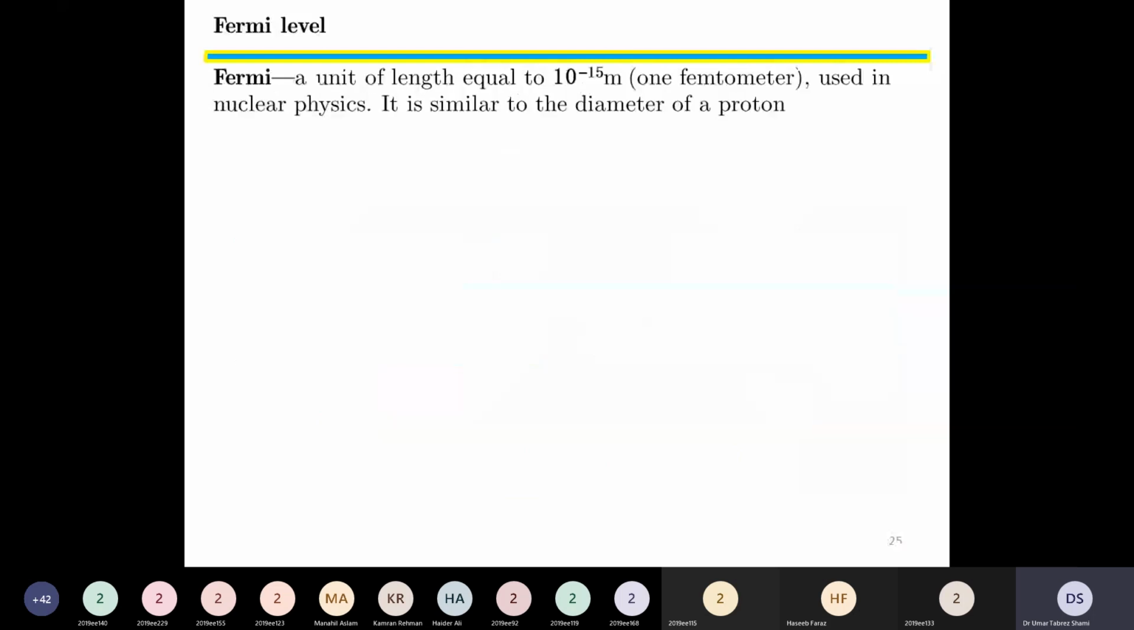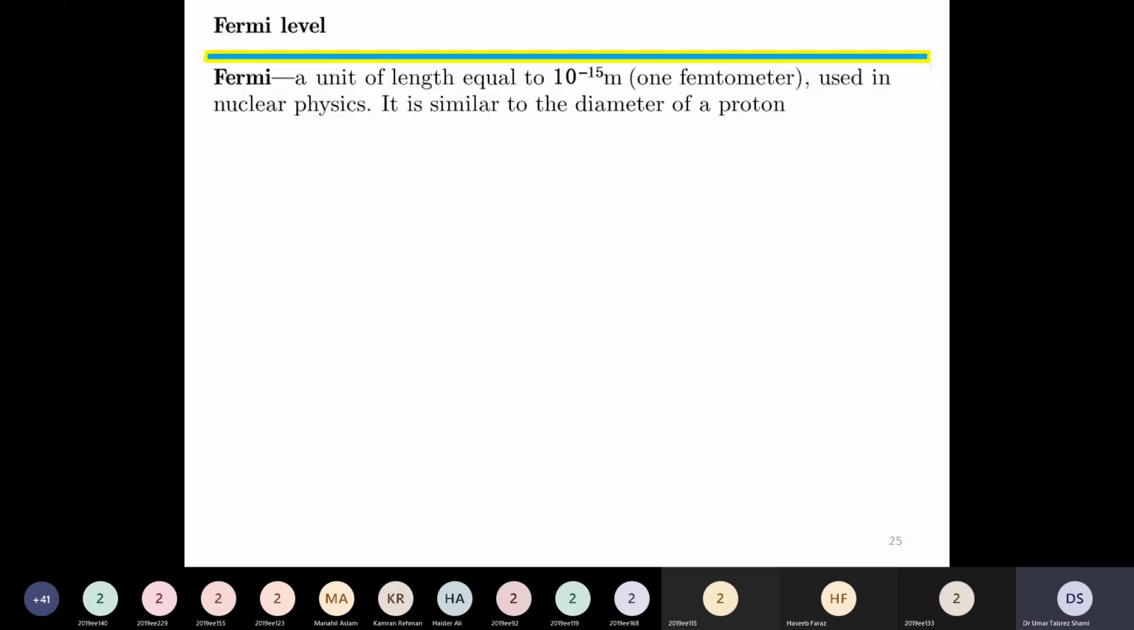Okay, now we come to a little bit of discussion on the physics of energy band gaps. We will discuss what is Fermi level. First, let us discuss the definition of Fermi. Fermi is a unit of length equal to 10 to the power minus 15 meter, which is also called 1 femtometer, used in nuclear physics mostly. It is similar to the diameter of a proton. This is the definition of Fermi.